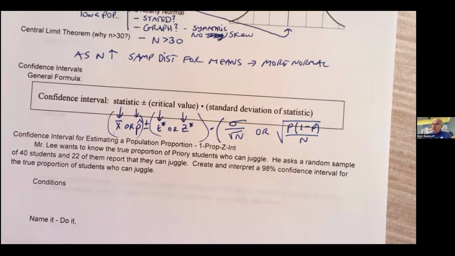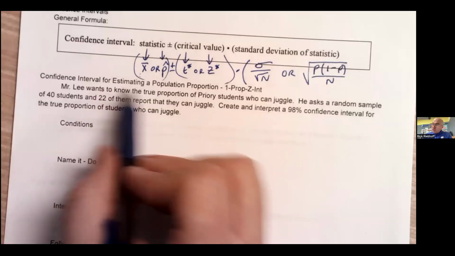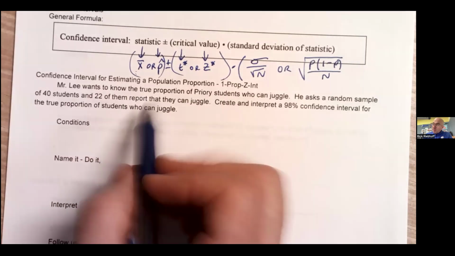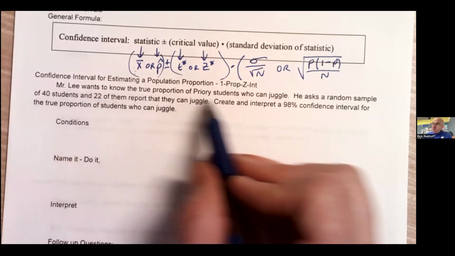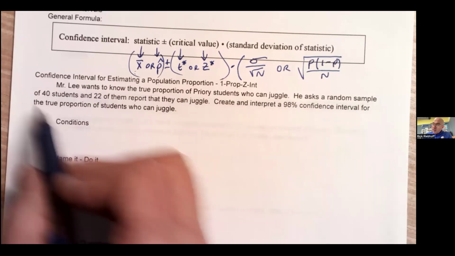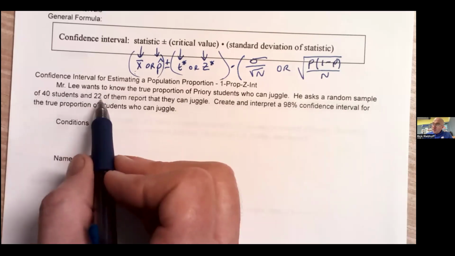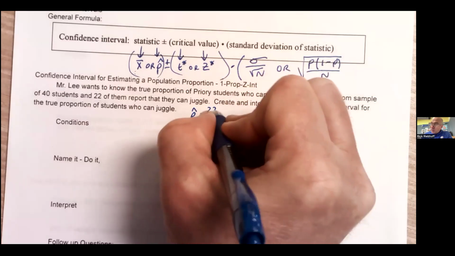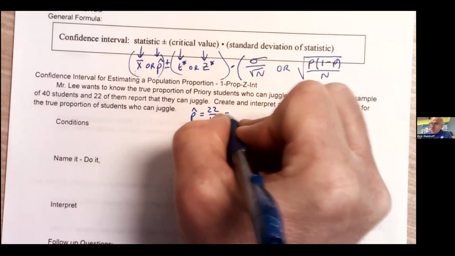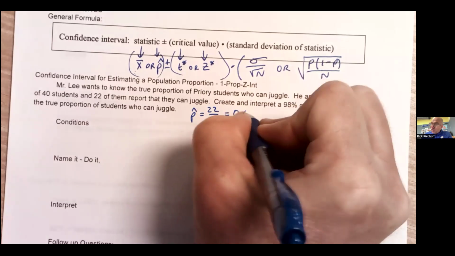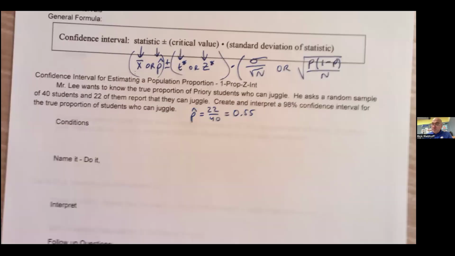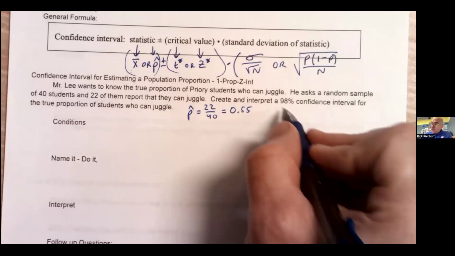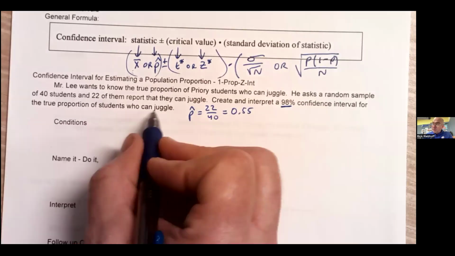Cool, cool. Let's go. Mr. Lee wants to know, we're going to jump into a one proportion z interval. One prop z. Mr. Lee wants to know the true proportion of Priory kids who can juggle. He asked 40 students and 22 of them reported they can juggle. So I'm going to write down p hat is 22 out of 40, and that is equal to, I think it's 55%. Okay, nice job, Priory. Create and interpret a 98% confidence interval for the true proportion of students who can juggle.